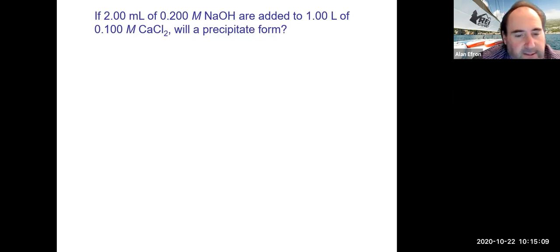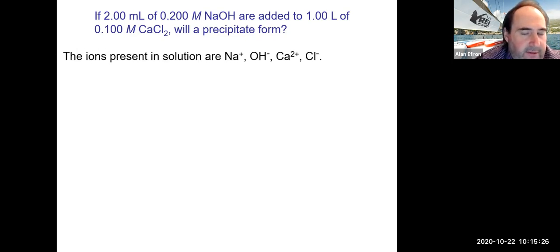If 2 milliliters of 0.2 molar sodium hydroxide is added to 1 liter of 0.1 molar calcium chloride, will a precipitate form? So when we go through this, we want to think about the ions that are present, and what possible combinations could come together to form some type of solid. So for example here, obviously sodium hydroxide is not a combination that forms a solid since it's a solution.